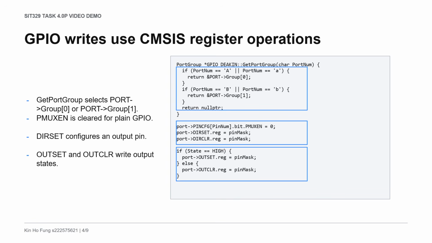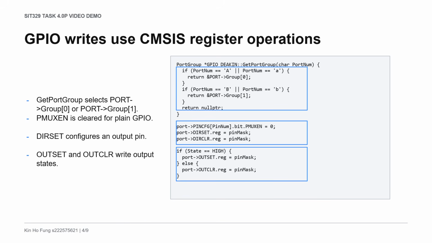This slide explains the GPIO layer. The first highlighted section shows getPortGroup. It converts the port letter A or B into the correct SAMD21 port group. The second highlighted section shows the direction setup. PMUXEN is cleared so the pin behaves as normal GPIO.